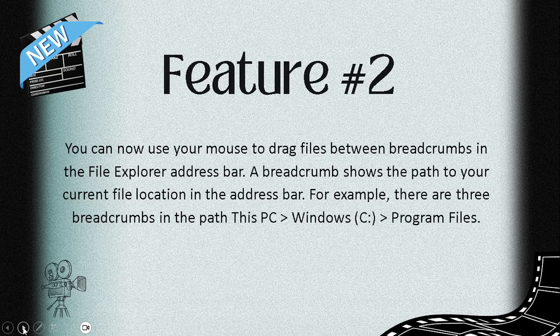The next feature associated with this new update is you can now use your mouse to drag files between breadcrumbs in the File Explorer address bar. So a breadcrumb shows the path to your current file location in the address bar. For example, there are 3 breadcrumbs in the path: this PC, Windows C, and program files. So basically you can move the files between the Windows Explorer.